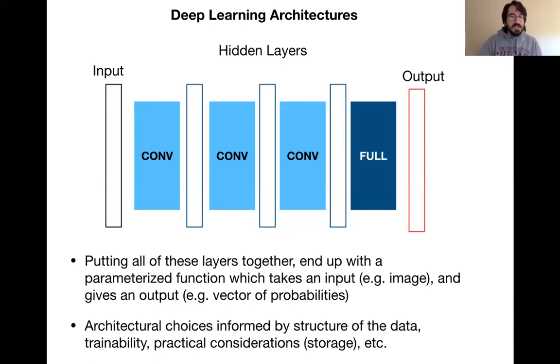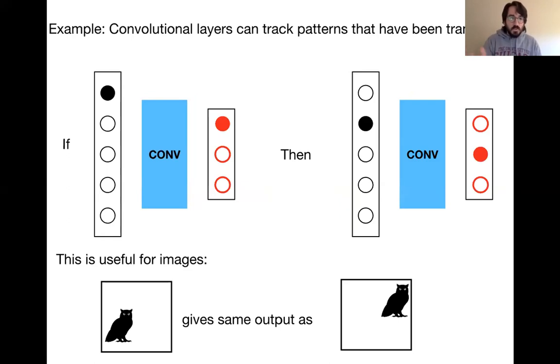This is what the science of machine learning would presumably hope to do: take this art of designing a deep neural network and turn it into a real engineering discipline, to have some principles behind why you might use one kind of layer versus another. And of course, the architectural choices are informed by the structure of the data, trainability, what's easier and harder to train, and some practical considerations, like how many parameters can you actually store in your machine. So I'll speak very quickly about this one point, which is: why convolutional layers?